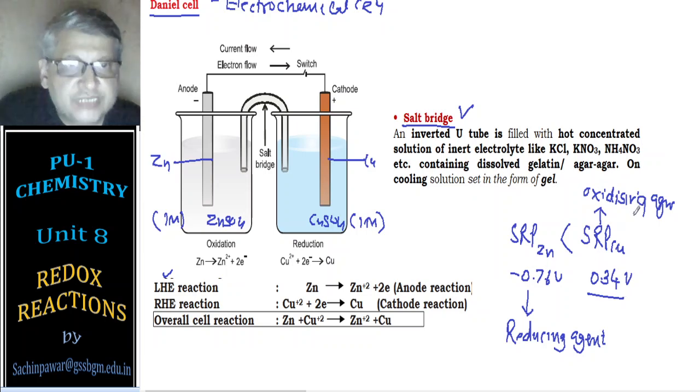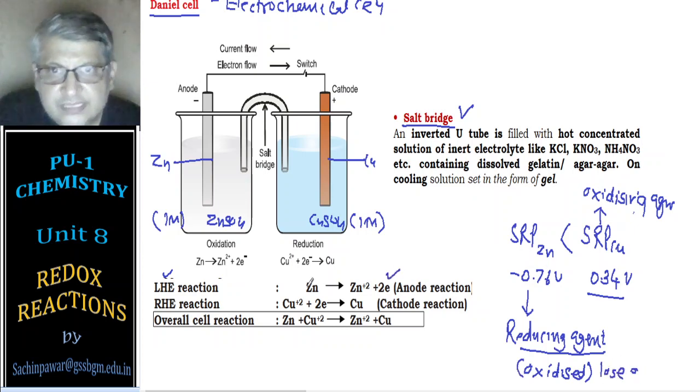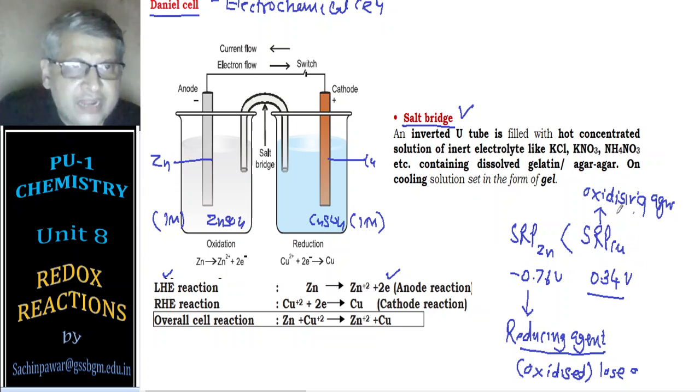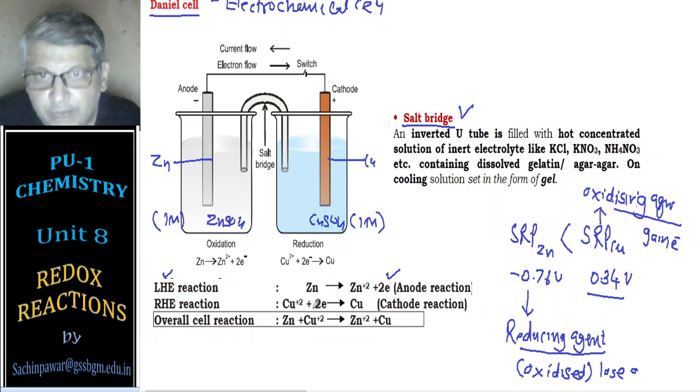Positive value means oxidizing agent, negative value means reducing agent. So this should be acting as a reducing agent, means it should get oxidized. Oxidized means it should lose electrons, and that's what is happening here. Zinc loses 2 electrons to form Zn+2, and this is the oxidizing agent, therefore it gains electrons. That means here you see copper plus 2 is gaining 2 electrons to form copper, and because of the salt bridge the circuit is complete, and here you will see certain potential is developed.